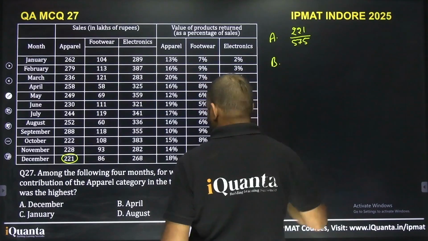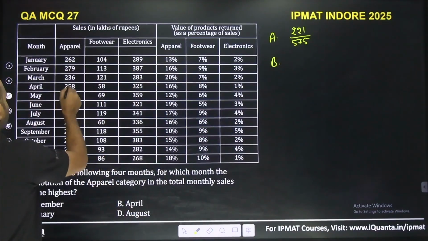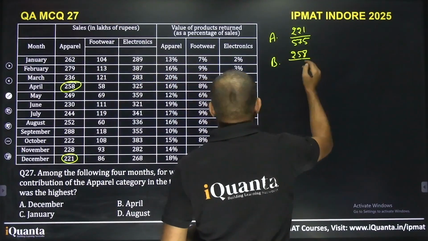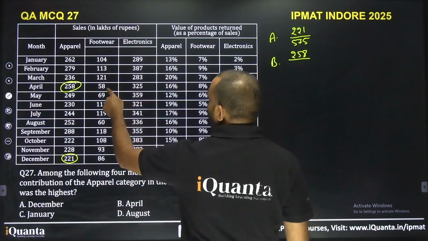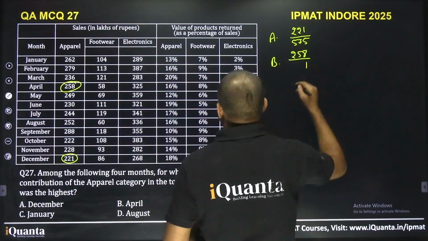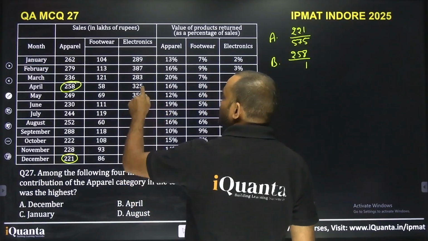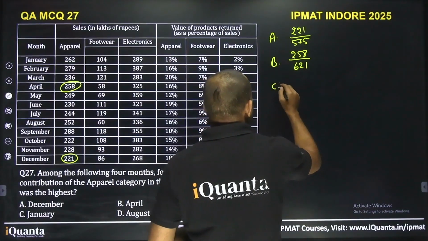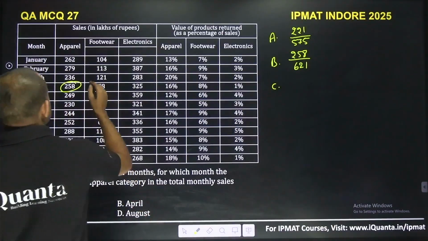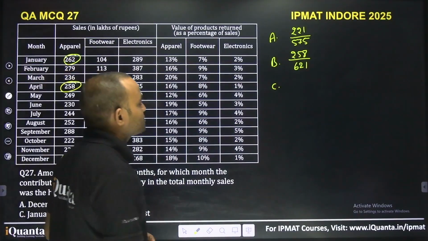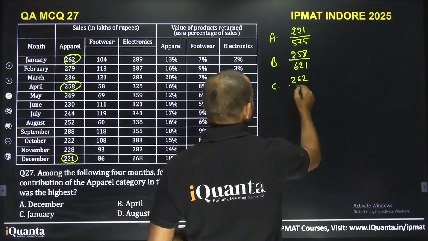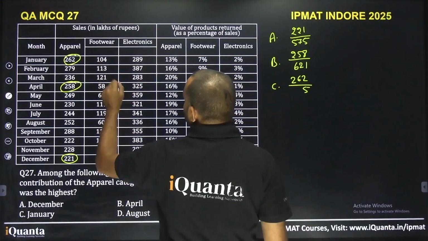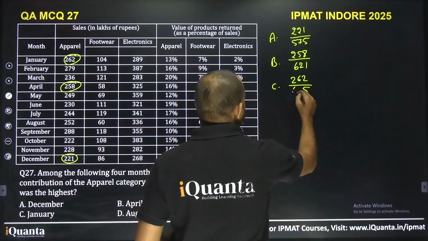Now in case of option B, we need to check for month April. So it's 258. So 258 divided by, the total will be 5, 8, 13 plus 8, 21, carried forward 2, 32 plus 2 is 34 plus 5, 37 plus 25 is 62. In case of C, which is month January, the contribution of apparel is 262 out of the total, which is 9 plus 4, 13 plus 2, 15, carried forward 1, 29 plus 10, 39 plus 26 is 65.